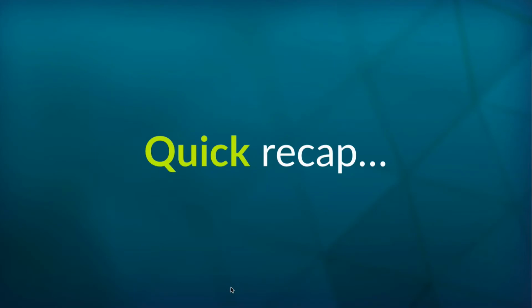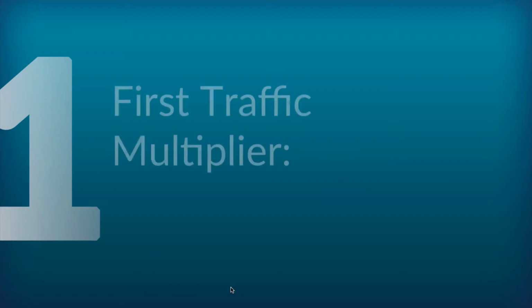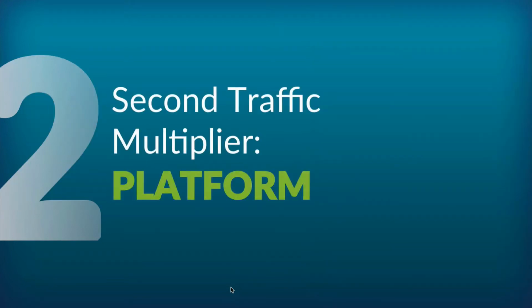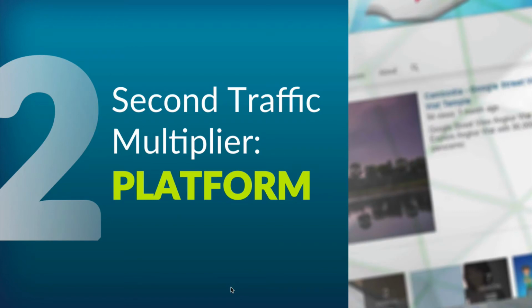Okay, let's quickly recap. The first traffic multiplier of content marketing was to make your content available in as many different media as possible, including text, audio, image, and most importantly, video-based content. The second traffic multiplier of content marketing was to distribute your content to as many relevant platforms as possible and to optimize your content for each platform.